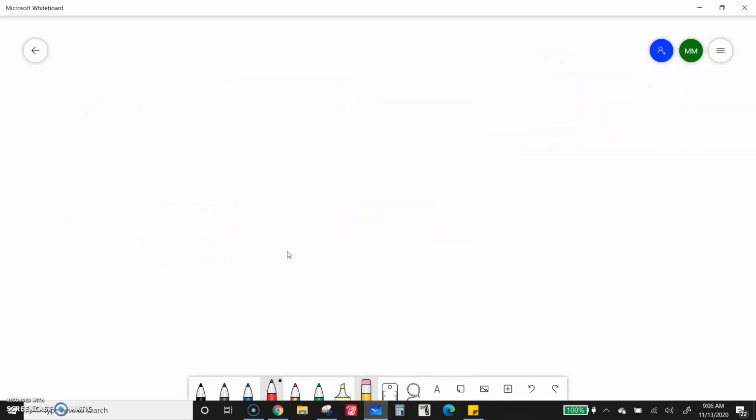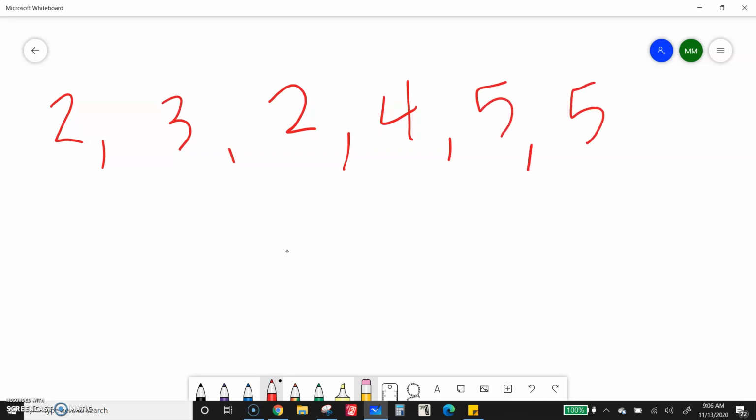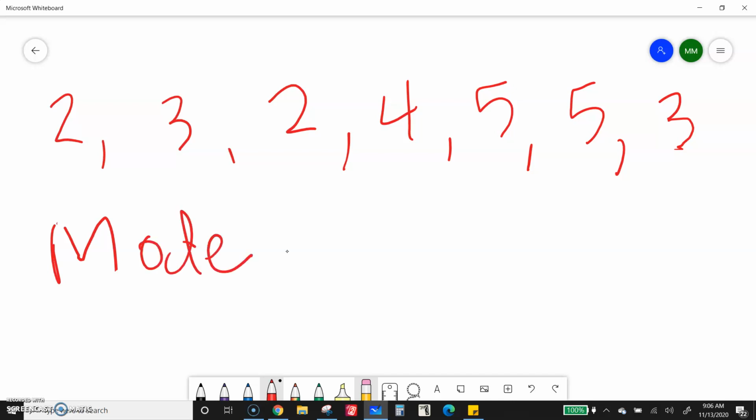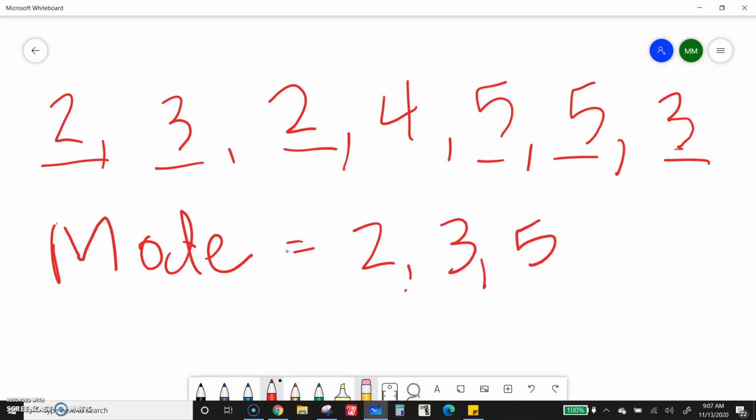Say I had a data set like this. 2, 3, 2, 4, 5, 5, 3. Okay, what is the mode? Oh, my pen is having issues today. Sorry about that. Well, I can see there's two 2s, there's two 3s, and two 5s. So my mode is actually 2, 3, and 5. We can have more than one mode. That's okay.